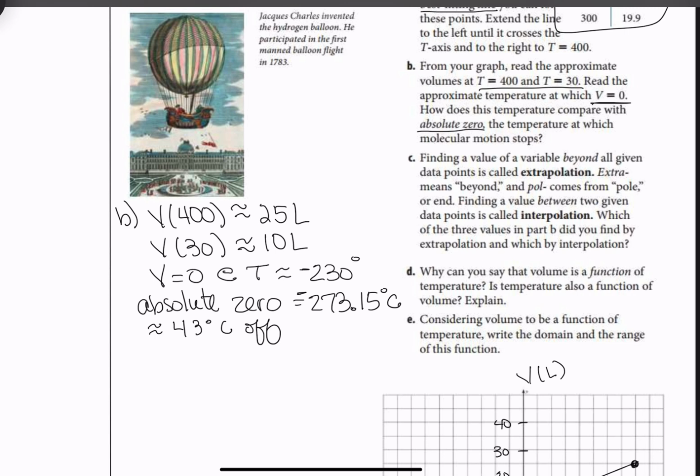Looking at C, finding a value of a variable beyond all given data points is called extrapolation. Extra means beyond, and pole comes from the pole or the end. So, beyond the end. Finding a value between two given data points is interpolation. So that's between two given data points. Which of the three values in part B did you find by extrapolation and which by interpolation?